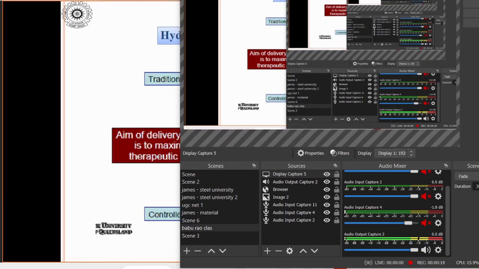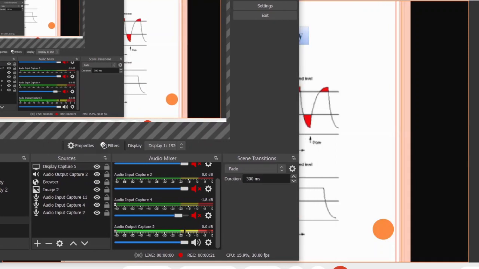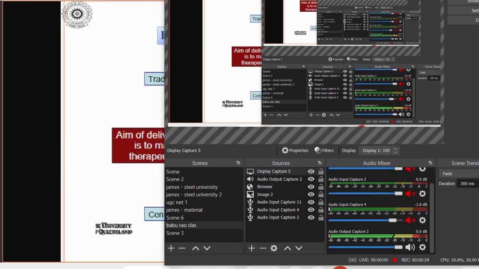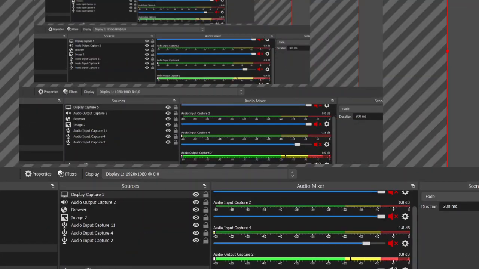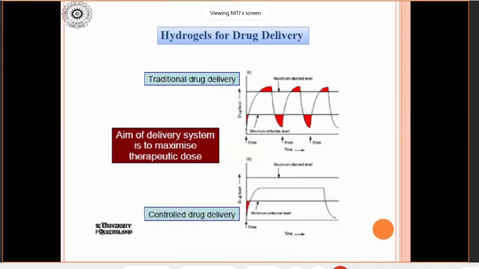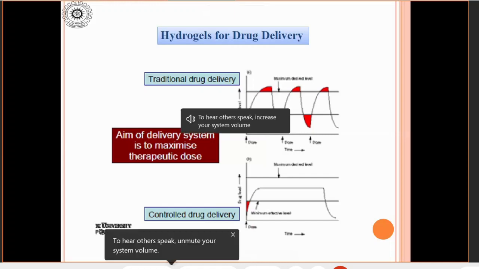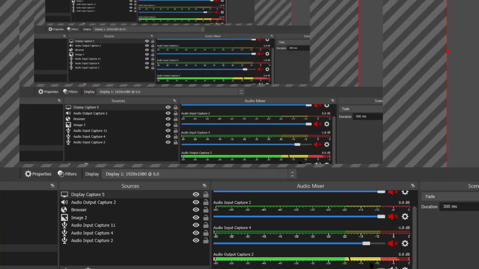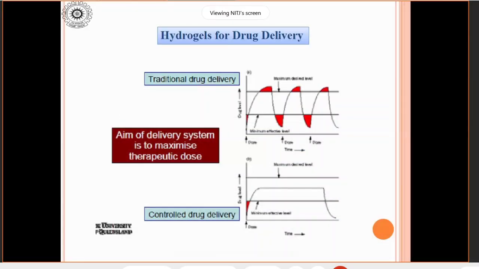Now, before going to that, let me explain the difference between the traditional drug delivery system and the controlled drug delivery system. In case of traditional drug delivery system, we take the medicine, and the doctor will ask us to repeat that medicine after 6 hours. And again we take the medicine, and after 6 hours the impact of that medicine is over, and again we are taking the medicine. Means we are repeating the medicine after every 6 hours.